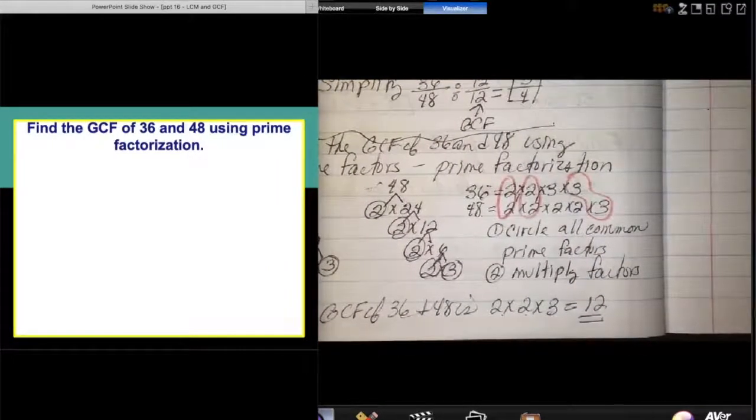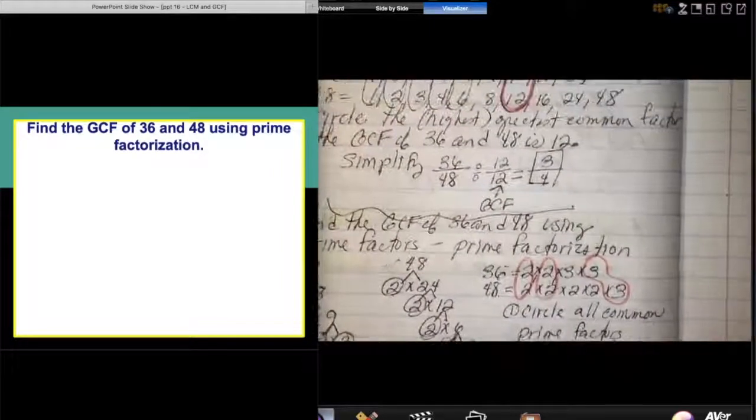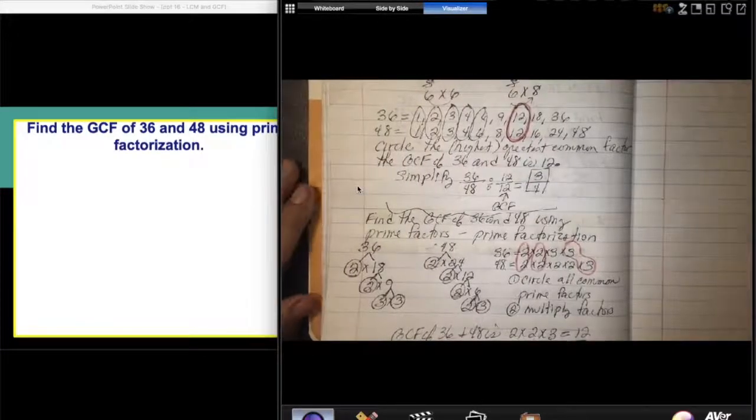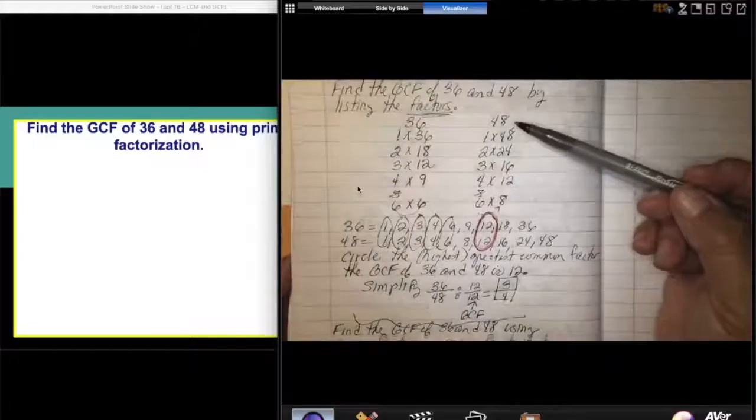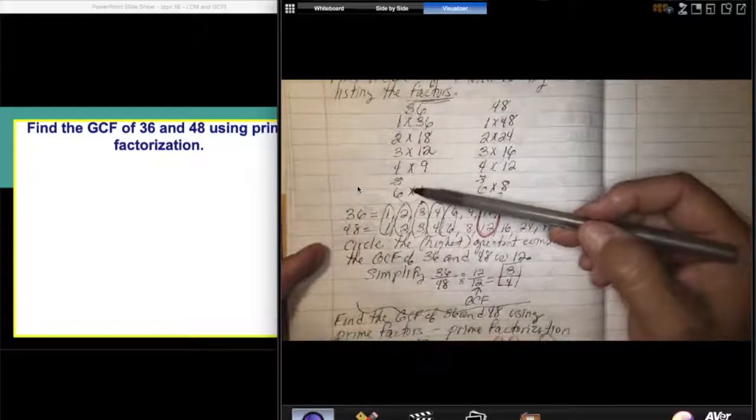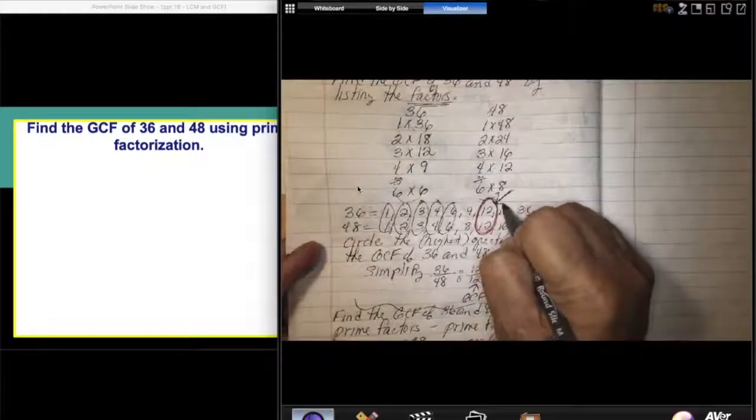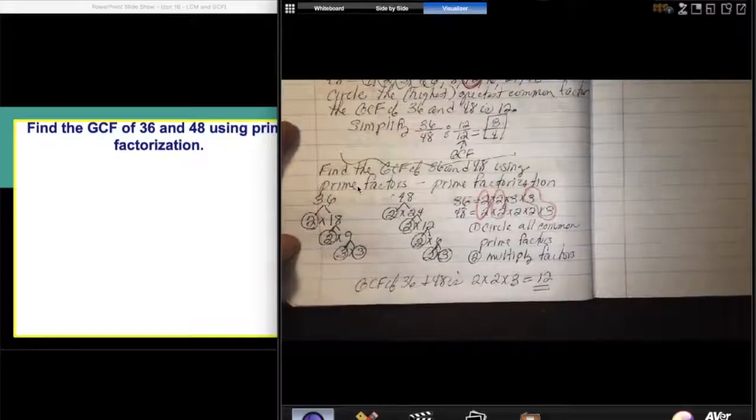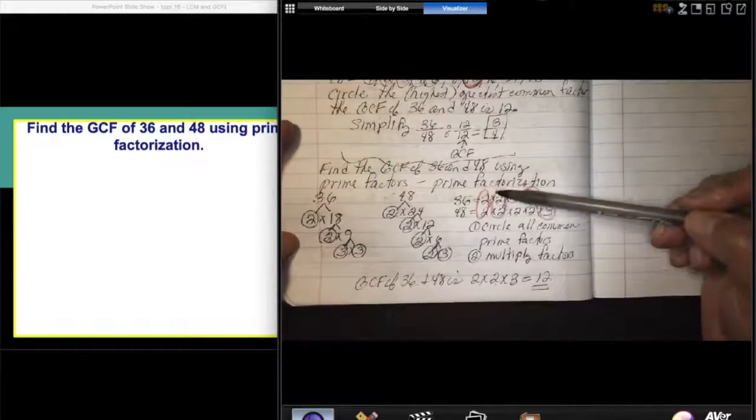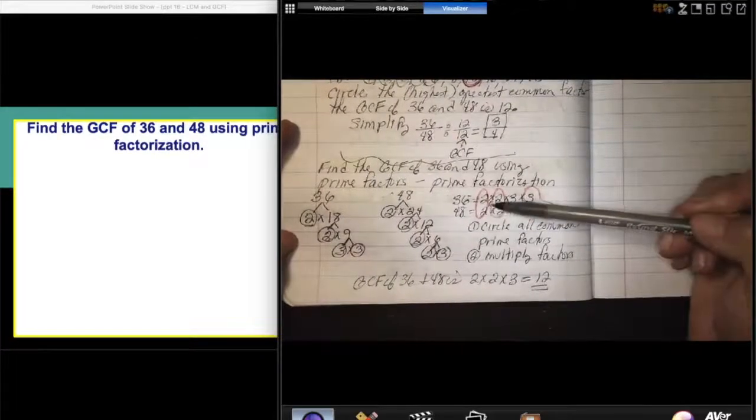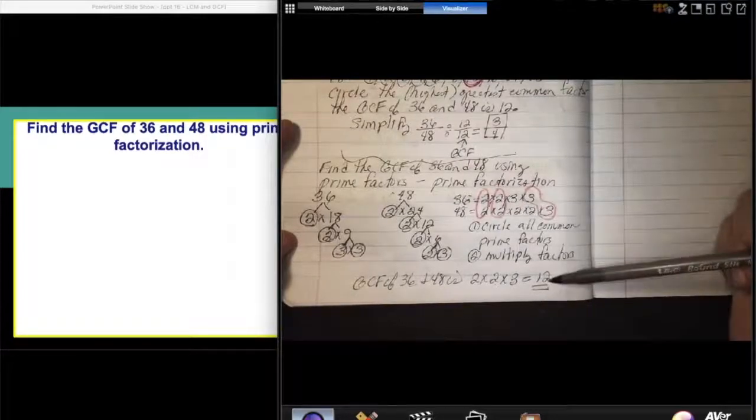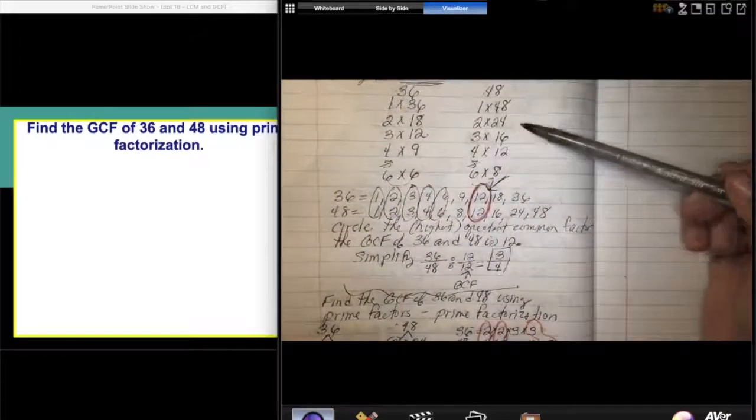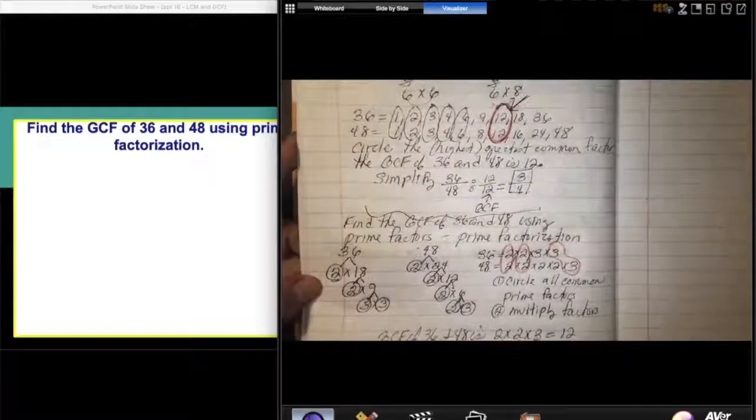So we get the same answer whether we use the list of factors or prime factorization. Remember, factors start with 1. We circle the greatest common factor. In the prime factorization method, we do a factor tree for the 36, a factor tree for the 48. We circle all the common prime factors, and we multiply those prime factors, 2 times 2 times 3. That product is 12. So the GCF of 36 and 48 is 12, whether we use prime factorization or the list of factors. So which method did you find easier?